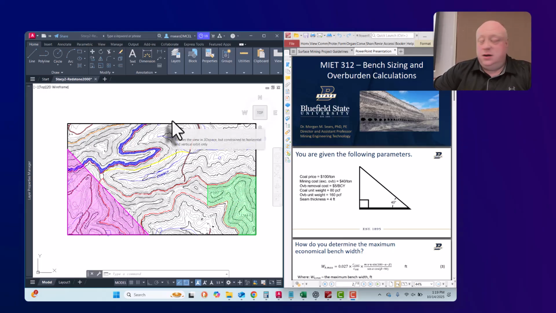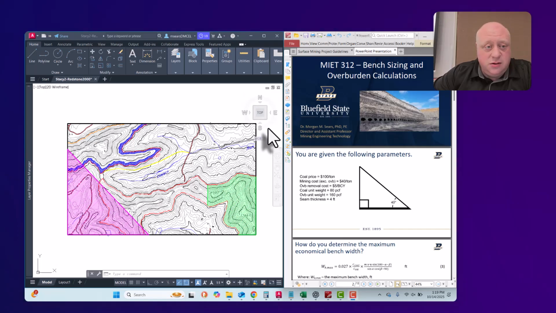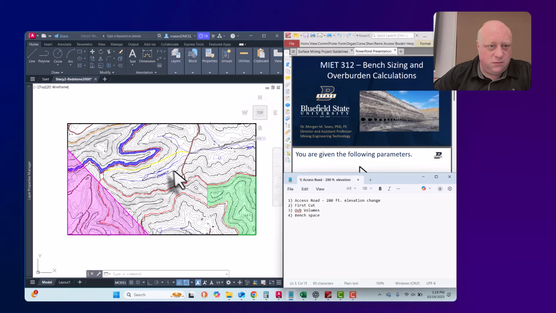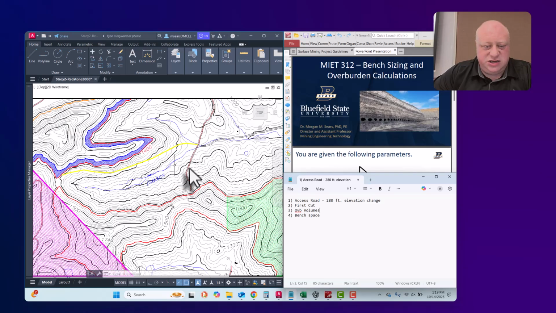Anywho, today we're going to be talking about the surface mine project, right? And we're just going to start from what I think is the beginning and just work our way through it. Number one on the list of things to do, access road. There's an existing road here that's too steep.